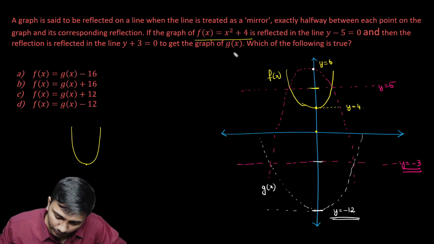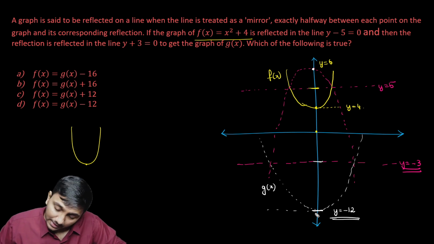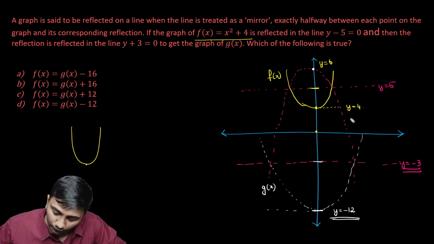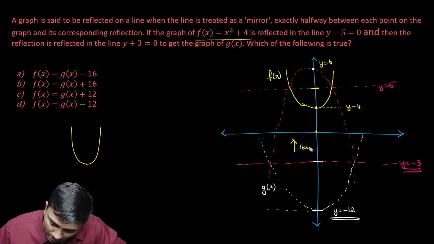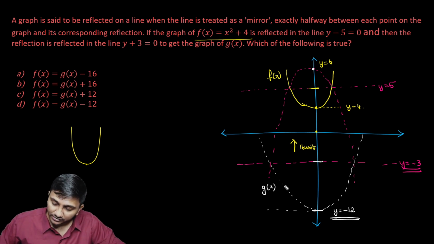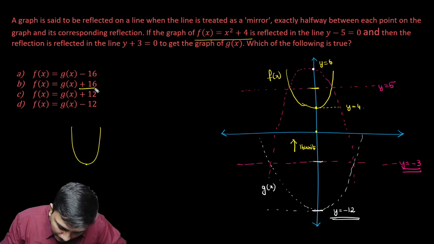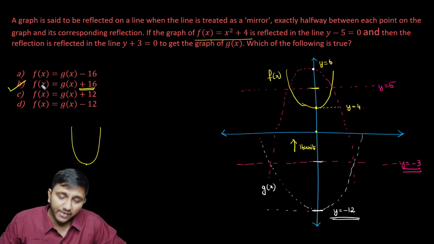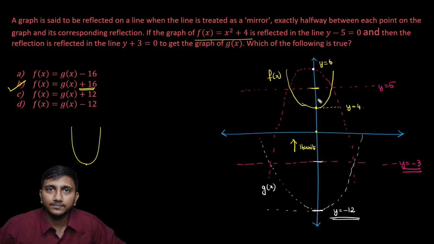Okay, now let's try and answer this question. Which of the following is true? F of x is equal to g of x plus or minus some value, and all options are given. So this is g of x. G of x is at y is equal to minus 12 at the bottommost point. And for f of x, the bottommost point is at y is equal to 4. So from minus 12 to 4, it is 16 units of movement. 16 units of upward movement is required for this white graph to become that yellow graph, right? So g of x plus 16 should be the answer. So f of x will be g of x plus 16. That will move the g of x graph 16 units upwards. That's how we solve this question.